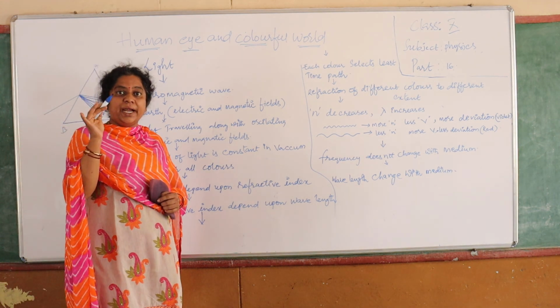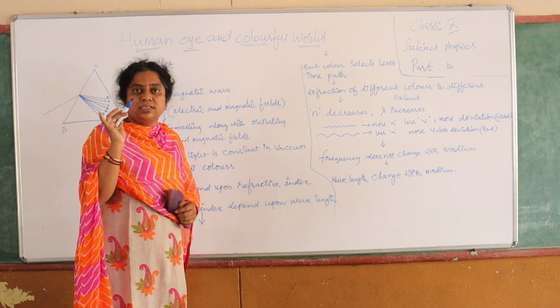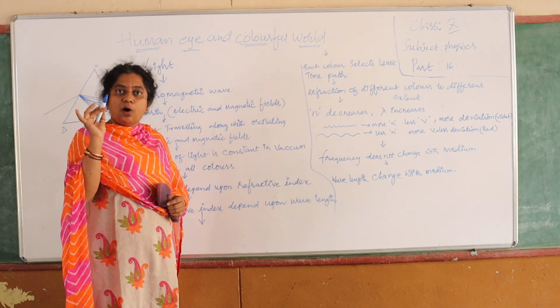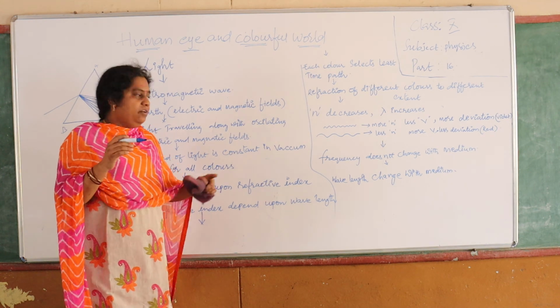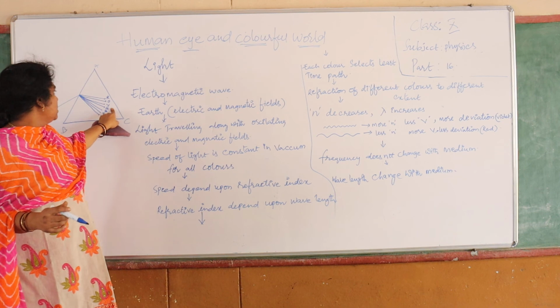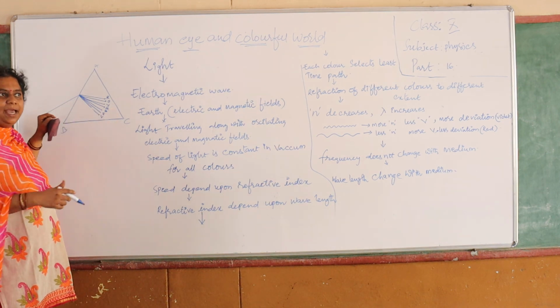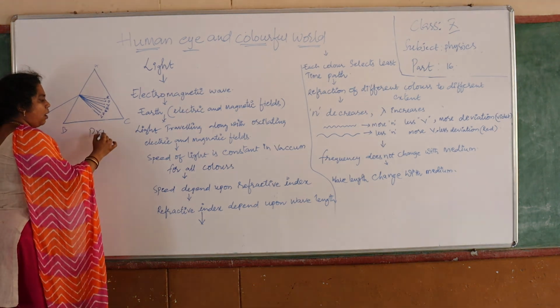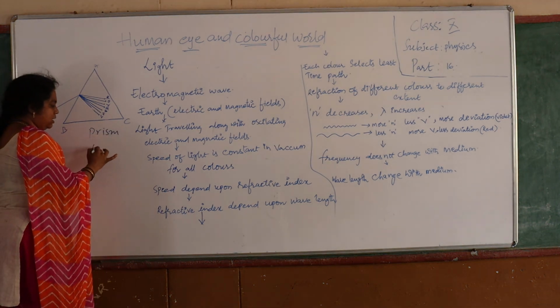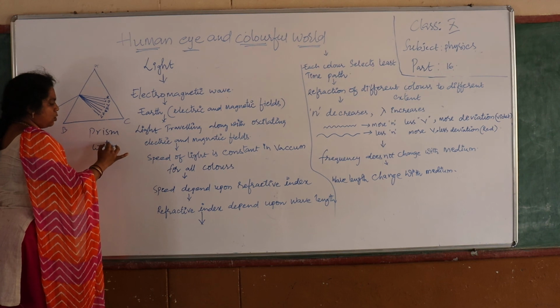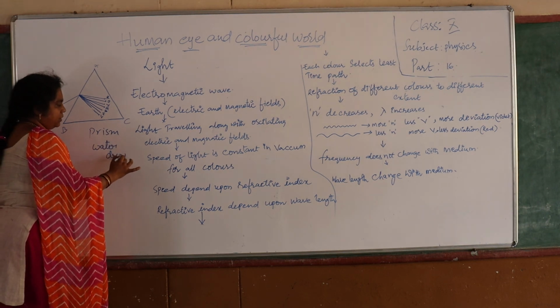Let me repeat, white light is a composite light. It consists of 7 colors. It will split into those 7 colors when it passes through any transparent medium like a prism or water droplets. Any water droplet. Okay? Okay children.